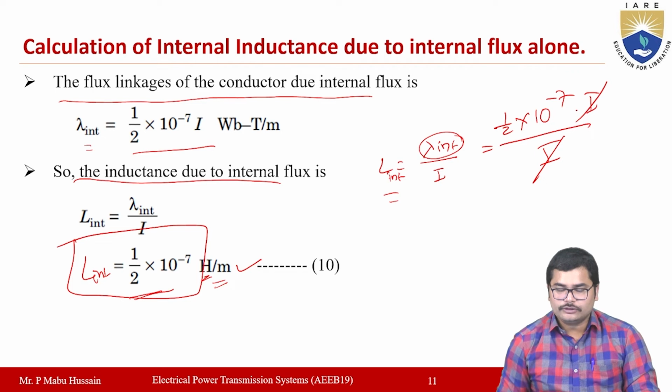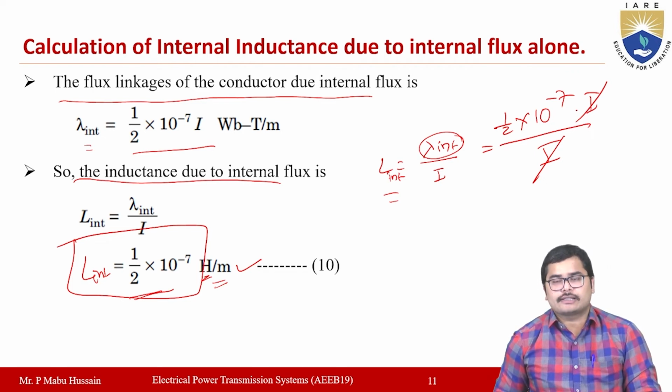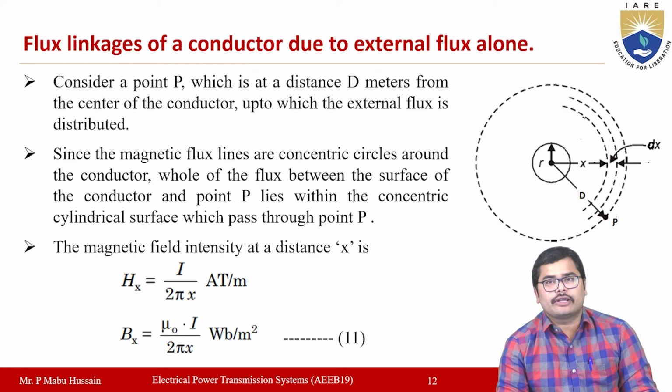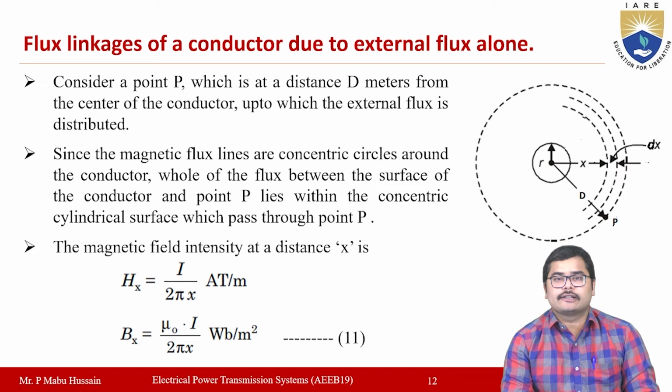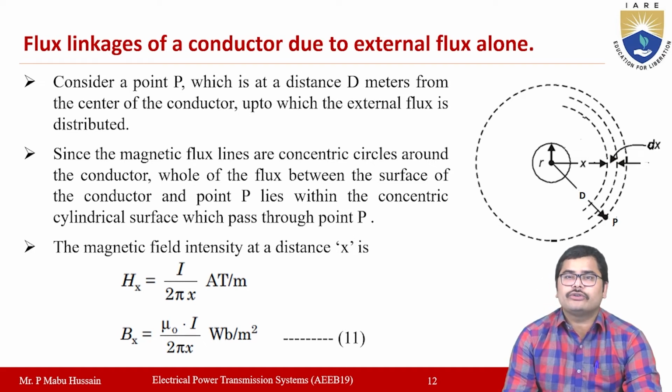This is how you can calculate the internal inductance and internal flux linkages. Now let us see the flux linkages of a conductor due to the external flux. Now you have to consider the external flux alone, and you have to calculate the total flux linkages. For that we are going to consider a point P, which is at a distance d meters from the center of the conductor, up to which the external flux is distributed.